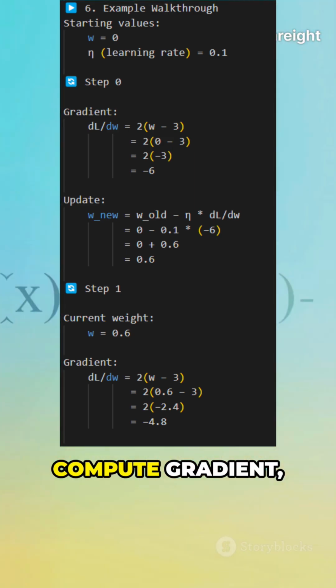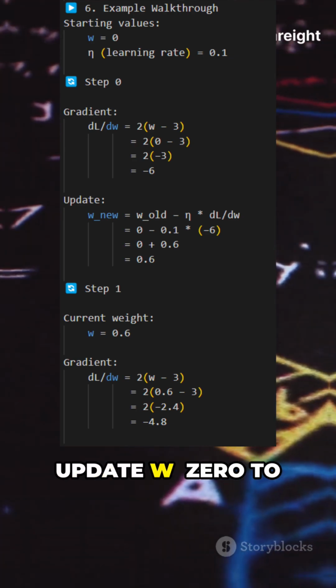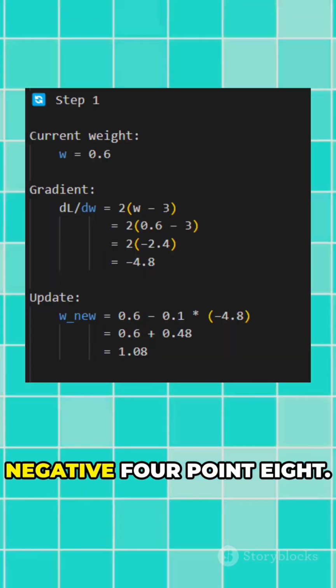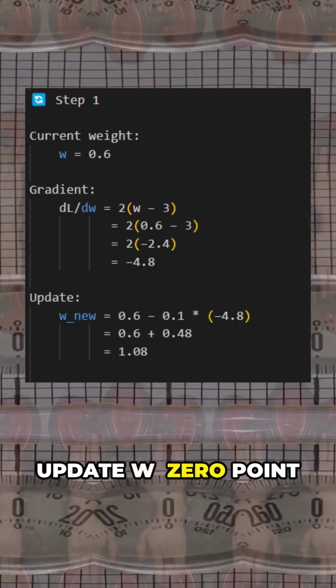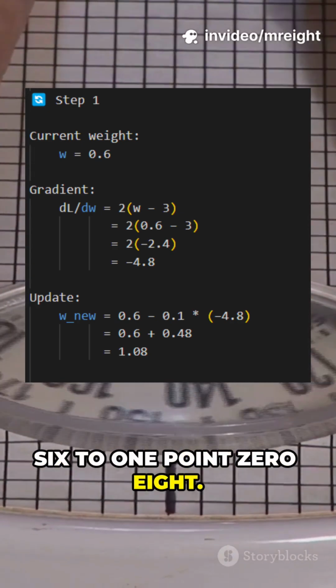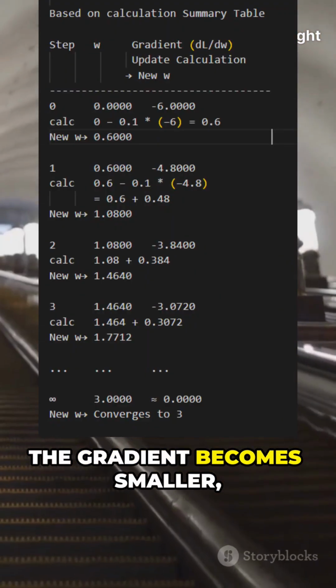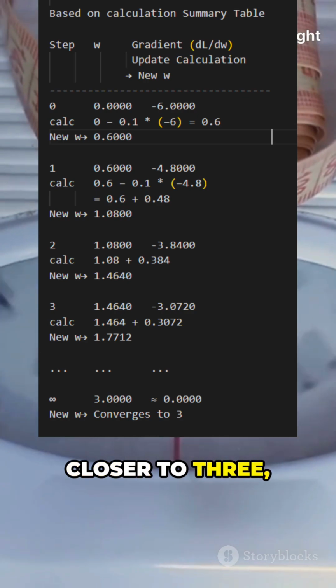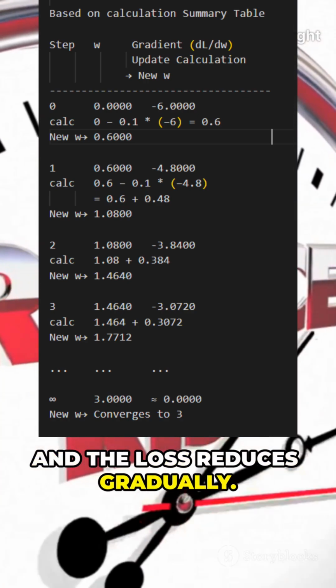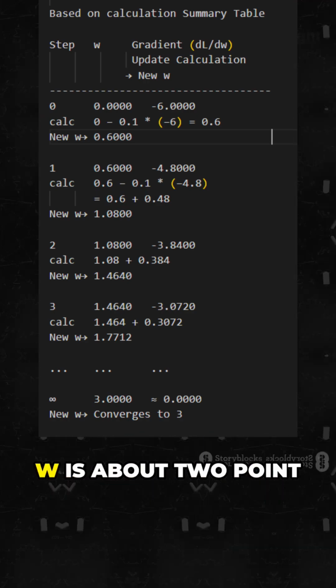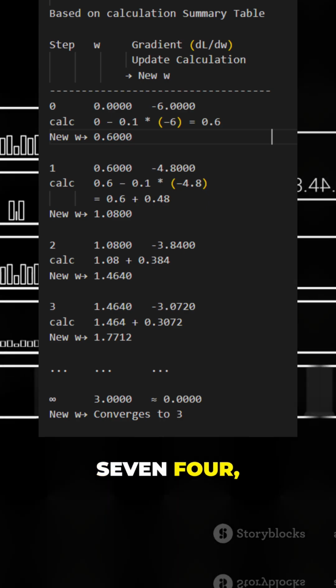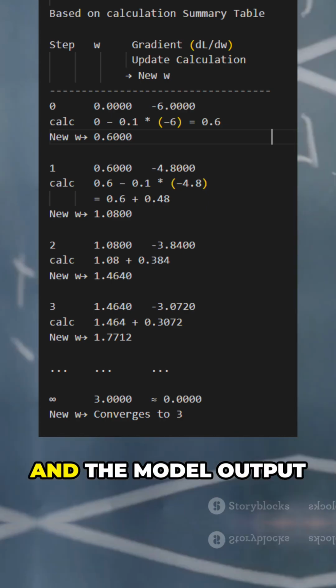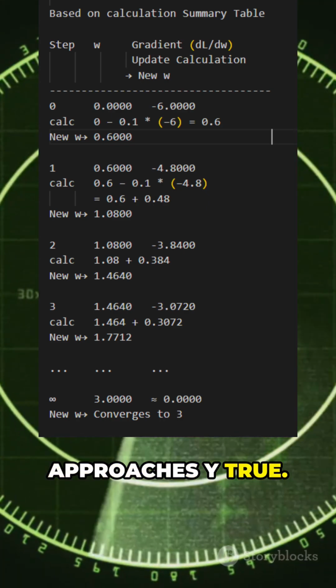At step 0, compute gradient -6, update W from 0 to 0.6. At step 1, compute gradient -4.8, update W from 0.6 to 1.08. With each step, the gradient becomes smaller, the weight moves closer to 3, and the loss reduces gradually. After several steps, W is about 2.74, the gradient is close to 0, and the model output approaches Y true.